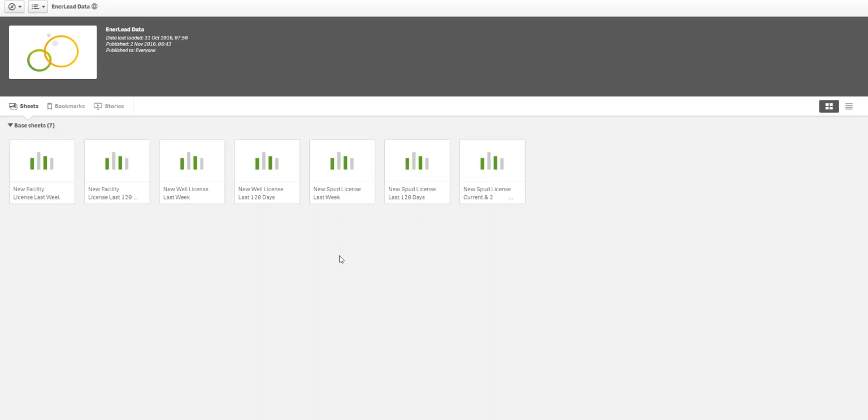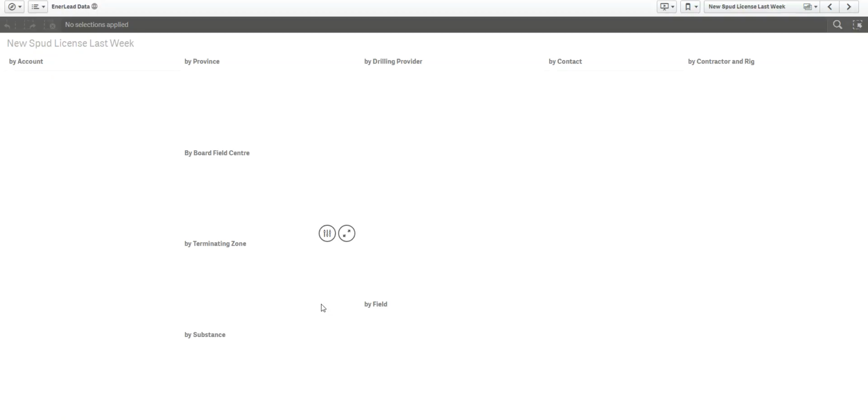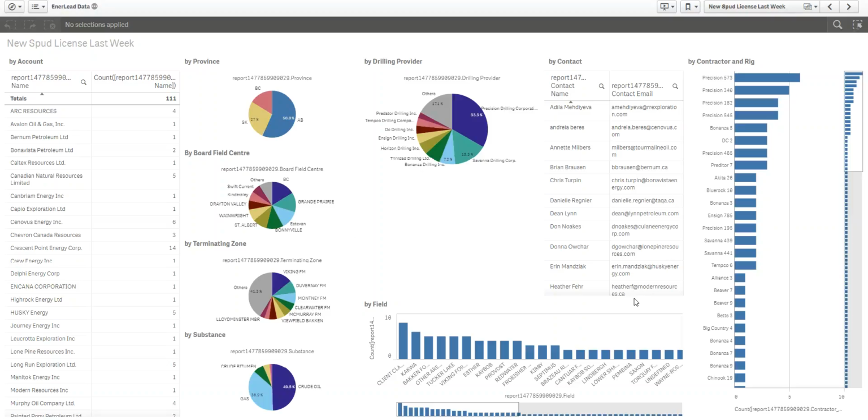We're going to specifically look at new Spud licenses. So I'm going to look at new Spud licenses last week. The dashboard draws for us. And when I look at the dashboard, I then see all the lenses of information that I'm interested in. I might want to break it down from a geographic relationship perspective.